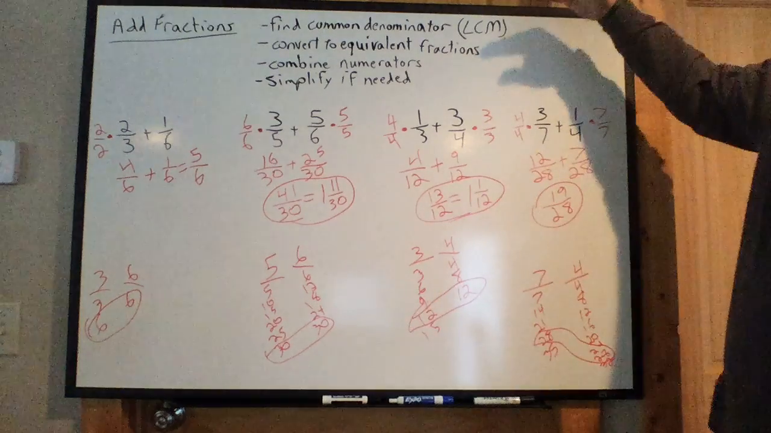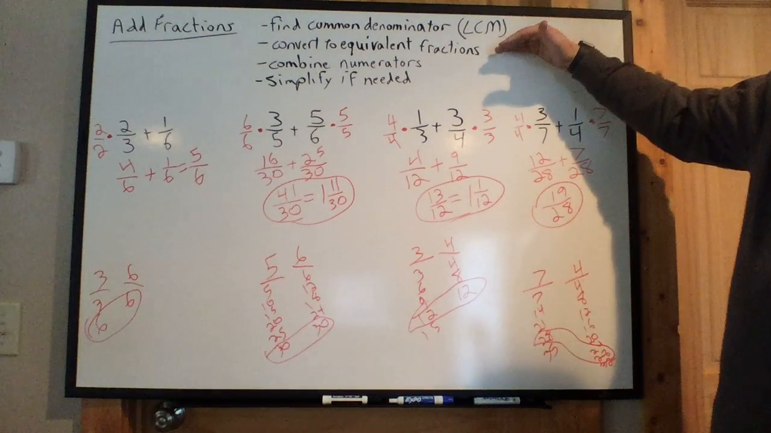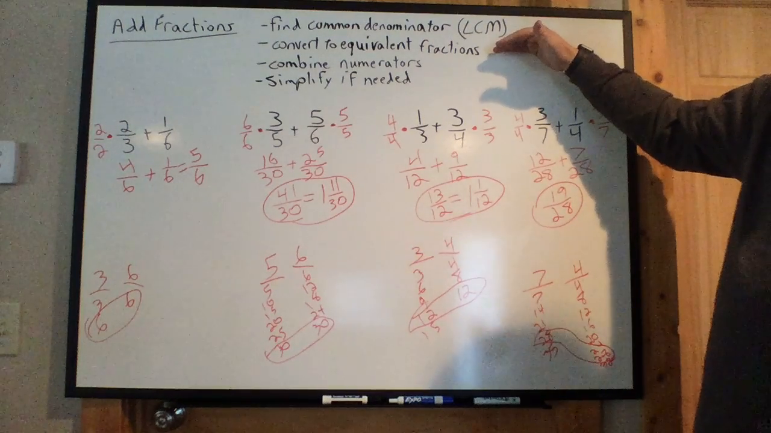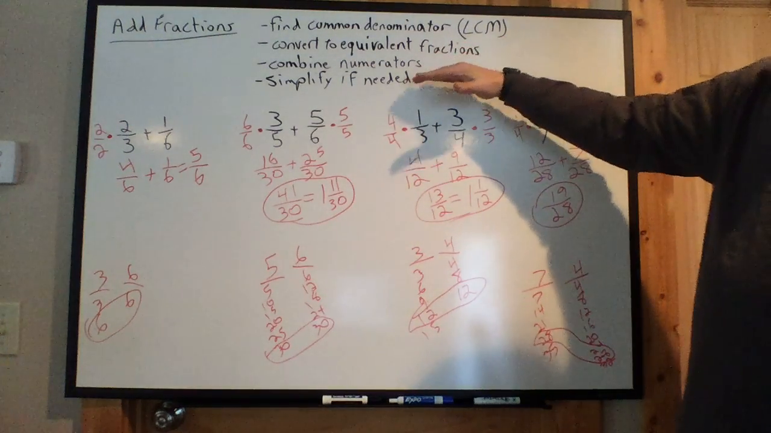So again, find your common denominator, convert everything into equivalent fractions with the same denominator, combine your numerators, and simplify if needed.